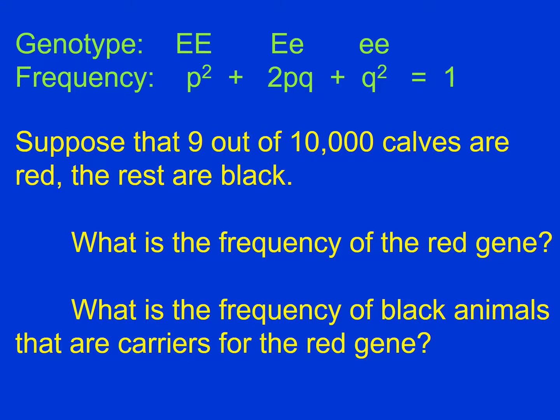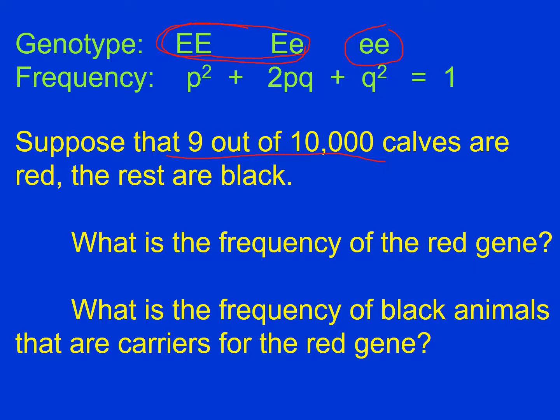So we'll go through another example now. Suppose that we've got Angus cattle. 9 out of 10,000 calves are red, the rest are black. So here we have our genotypes up here again. The black is dominant over the red, so these animals are black and these animals are red. You need 2 copies of that red gene. Only 9 out of 10,000 calves have those 2 copies.